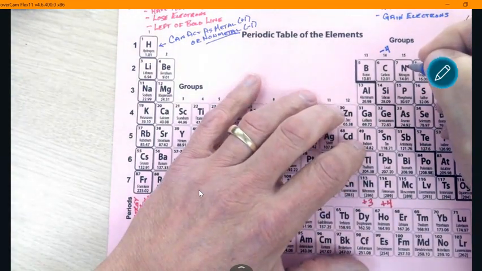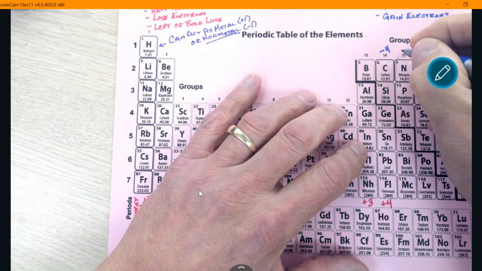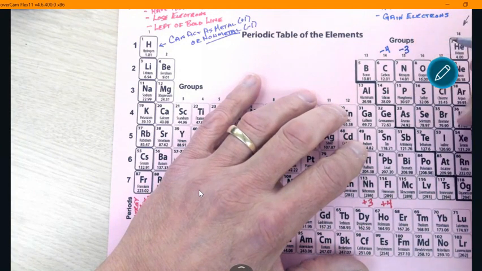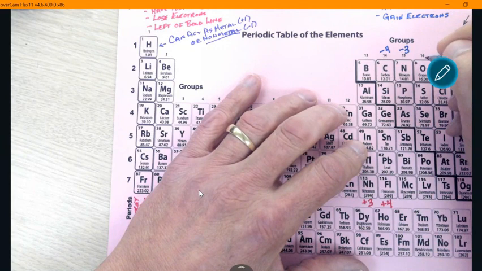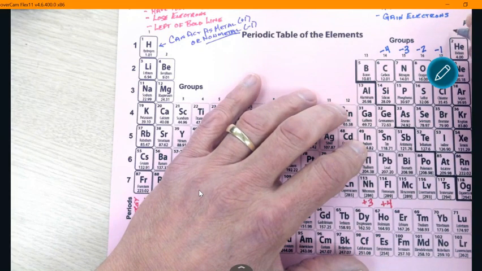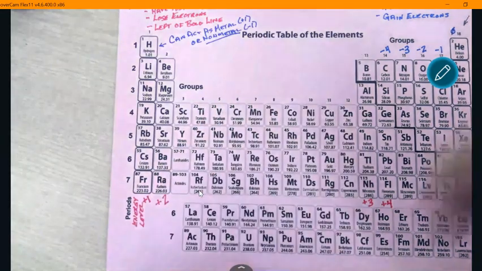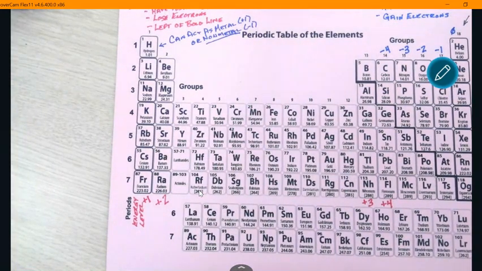So what am I going to write above nitrogen? -3. What am I going to write above oxygen? Above fluorine? And above helium? 0. Now, what this means, ladies and gentlemen, is that you can find the charge of almost any element on the periodic table.